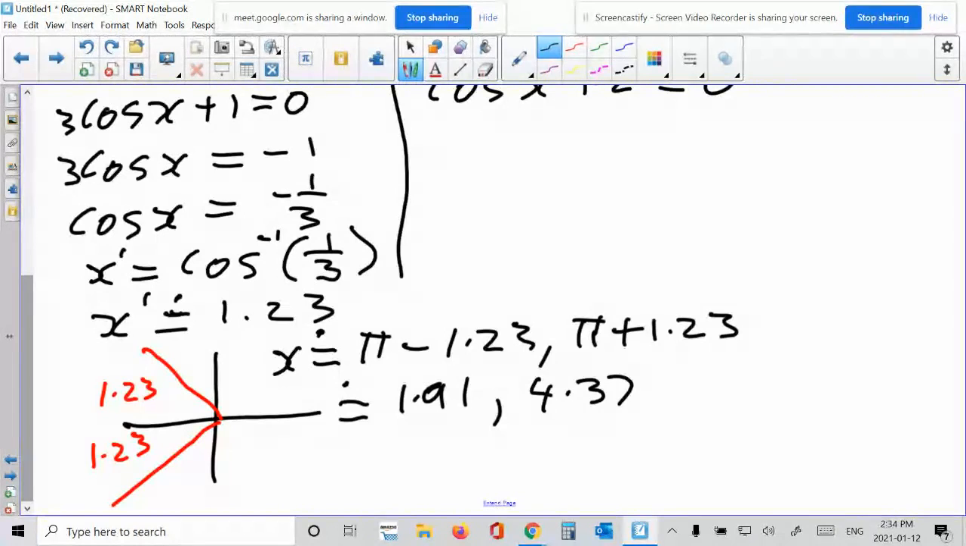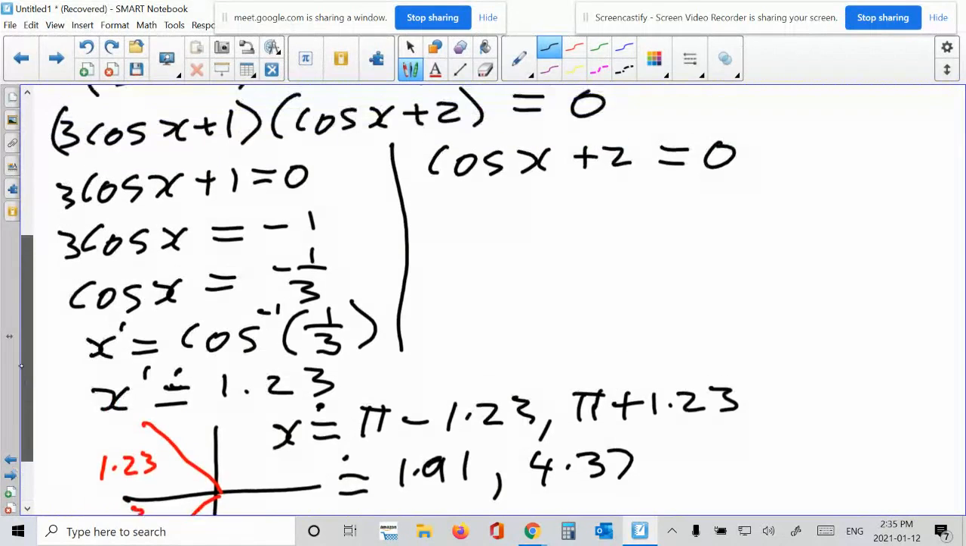Yes, Hussein, let me repeat the question you asked. If you don't have special angles, then you don't have a choice. You have to leave it in decimals, right? And we didn't have special angles in this one, so we had to leave it in decimals. So 1.91 and 4.37 so far is what we've got. Let's go back and finish the question, though.